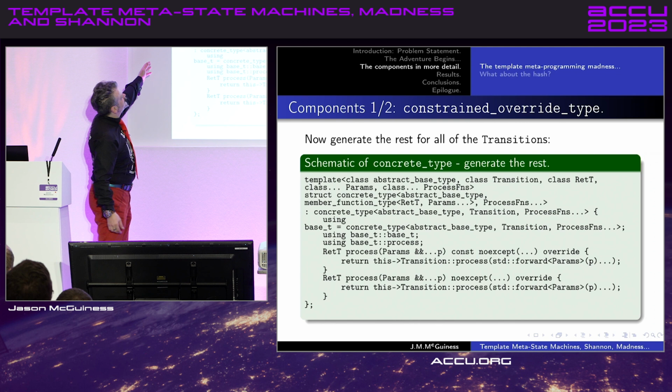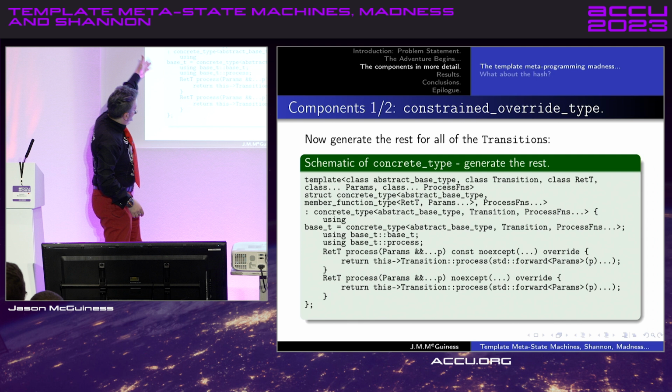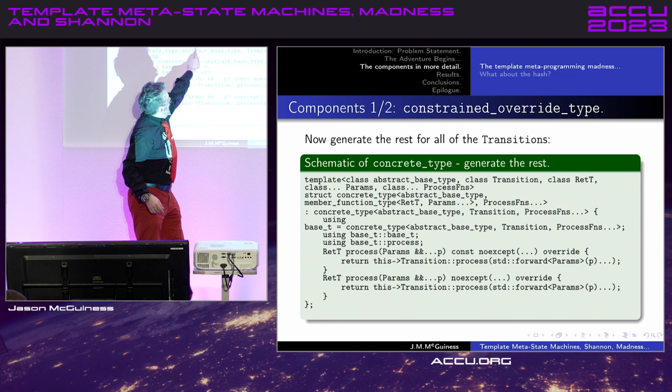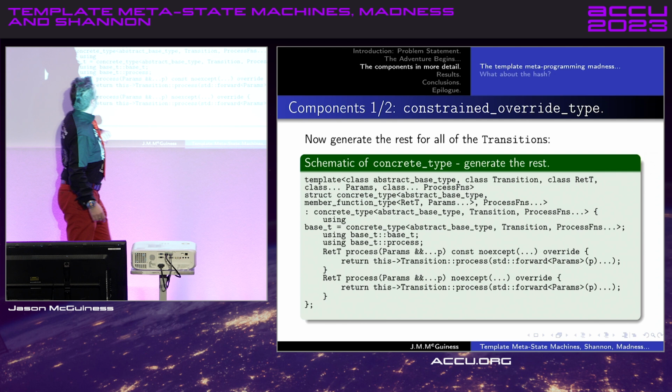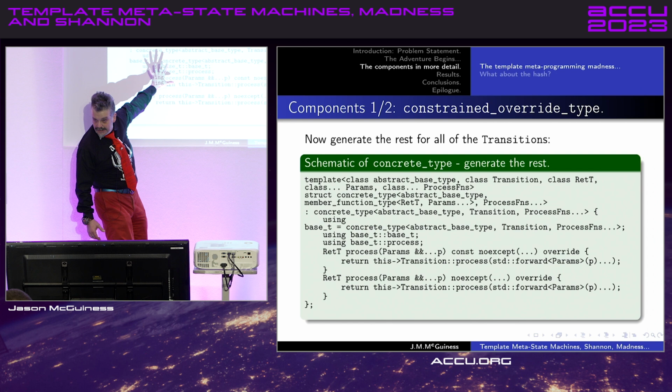So we need to generate all the rest, because that's the base type. Remember, I've got another overload, so I need to generate that as well in my signatures types. There's two of them in this instance. So we have the next case. We inherit from the base type. Here we go, abstract base type, that we've carefully created. We've got our transition, we've got our process functions we pass in. Yes, remember, I've short-circuited this and I haven't done the separation here as you should have done to make the template recursion work properly. This is schematic.